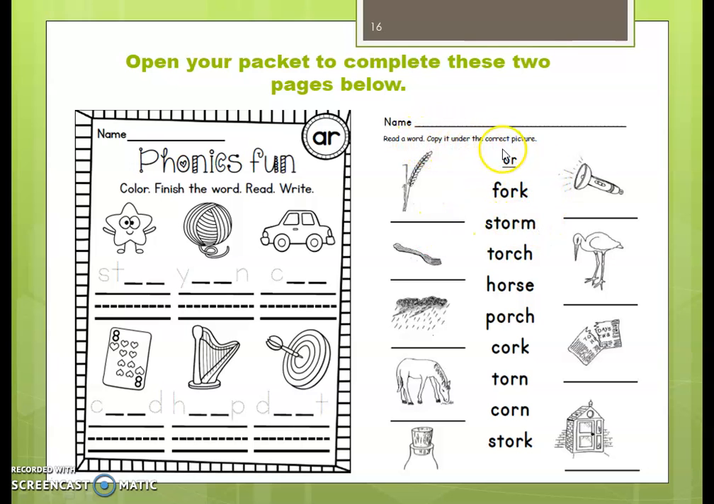On this page, you're going to read a word and copy it under the correct picture. These are the OR words. So, fork. You're going to write that underneath here. Torch, horse, storm, porch, cork, torn, corn, stork. Some of these don't have pictures to go with them. Some do. Try your best to match up the correct word with the right picture.